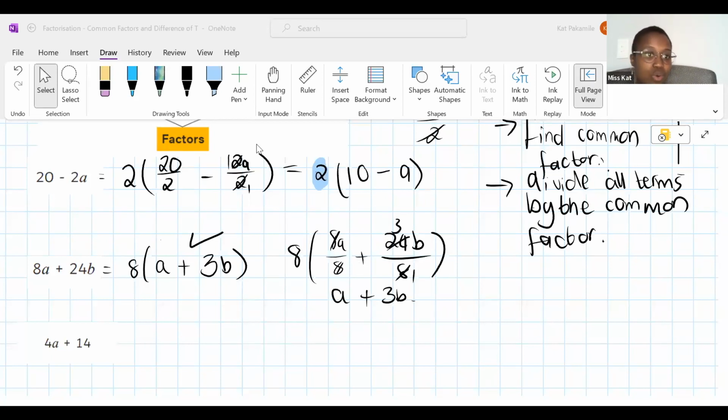This method is called taking out a common factor. Guys, taking out a common factor. Okay, let's do the next one. Let's see if Oyama wants to do the next one with me or has a question.